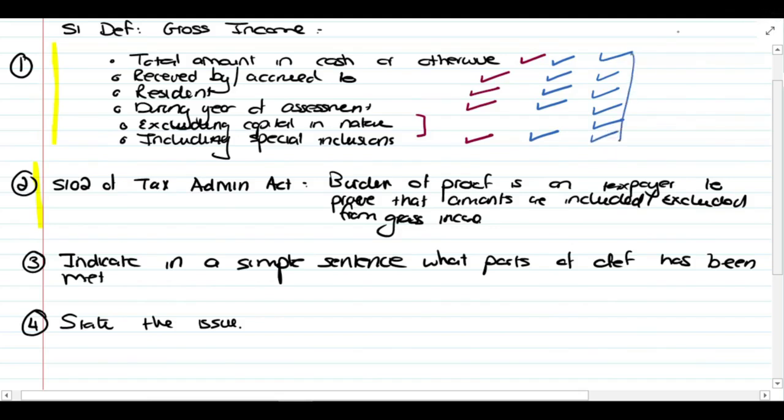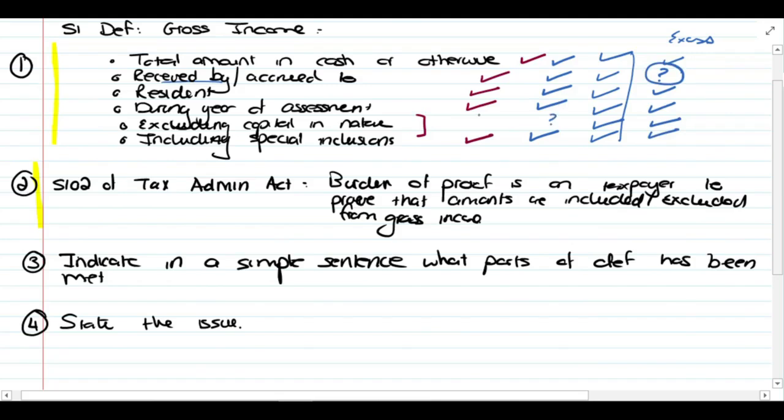So that part's met. But when you think about the excess, it's a total amount in cash or otherwise received by or accrued to. Now, if you know your theory already, you should go, that's the question mark in this case. Because received by means we are unconditionally entitled to it. It's ours. We received it for our own benefit. We are a resident. It's during the year of assessment. It's not capital in nature, because again, it's for trading stock. It's not a special inclusion. So in this case, that's the issue.